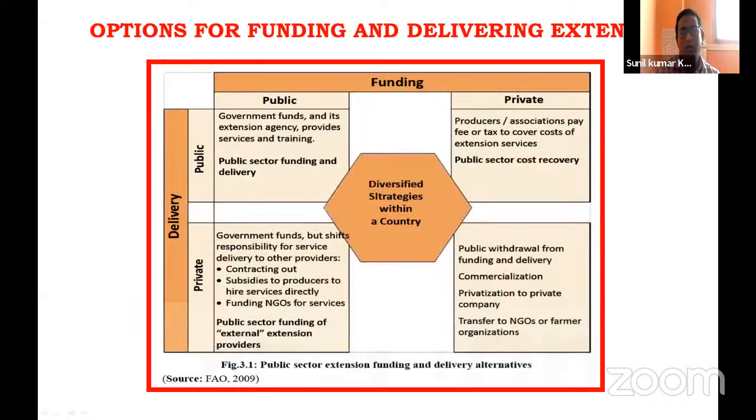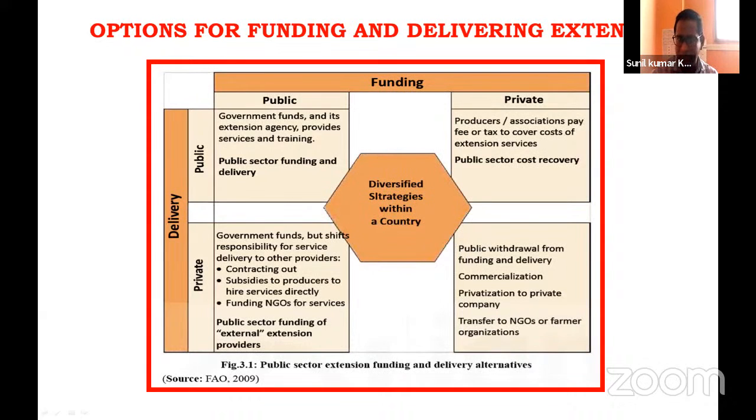If you're looking for options for funding and delivering extension, there are generally two sections of extension: firstly public, and secondly private. So what type of funding can be provided by the public agencies? Government funds can be given to the extension agency providing services and training, and this public sector funding and delivery can be done by the public itself. Otherwise, a private player can also do it.